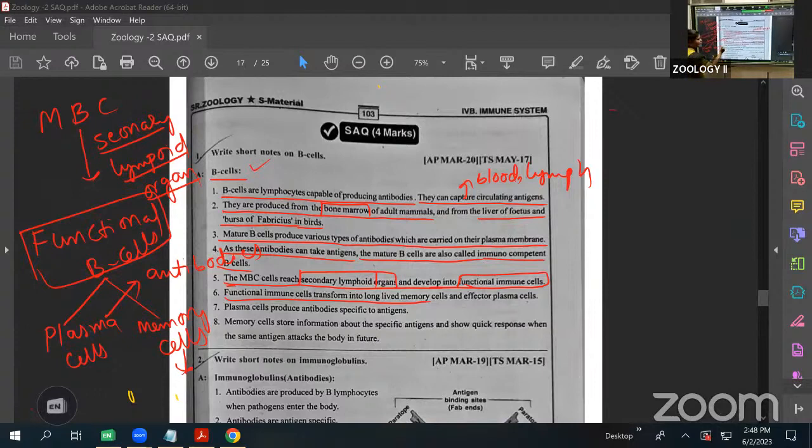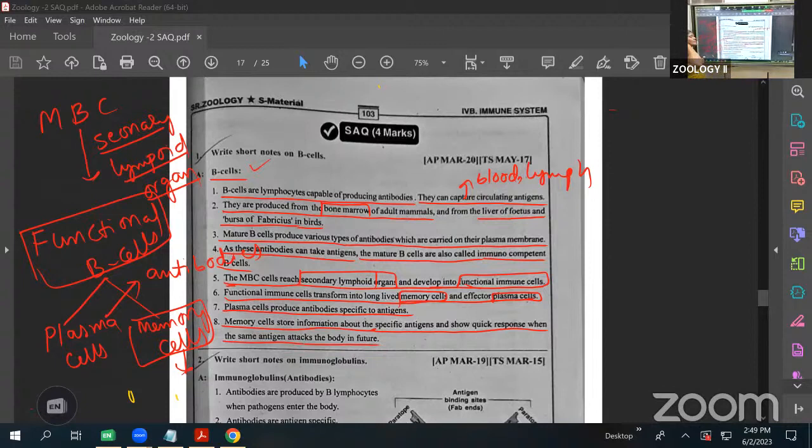Plasma cells are effector cells, and long-lived memory cells are formed. The plasma cells produce antibodies specific to the antigen. Next, what is the function of the memory cells? Memory cells store the information about the specific antigen. They show a quick response when the same antigen attacks the body.